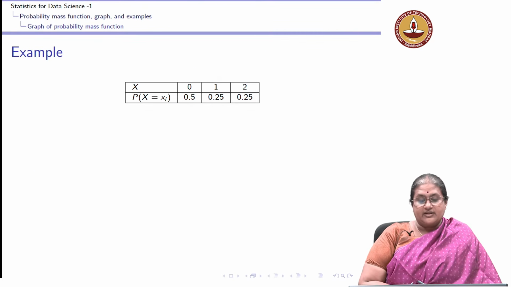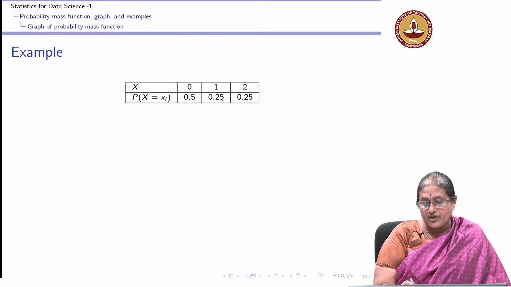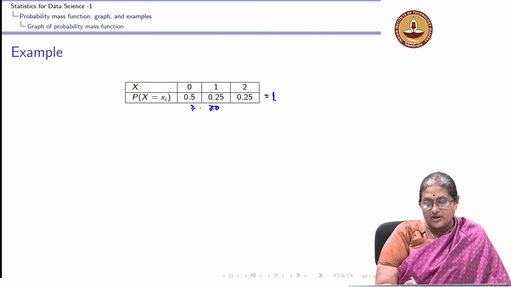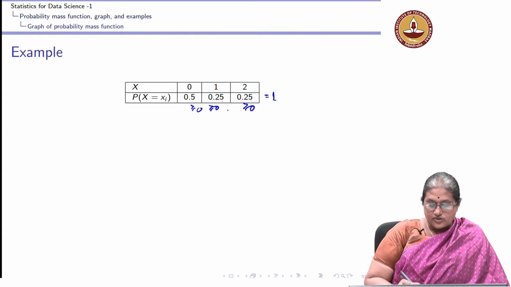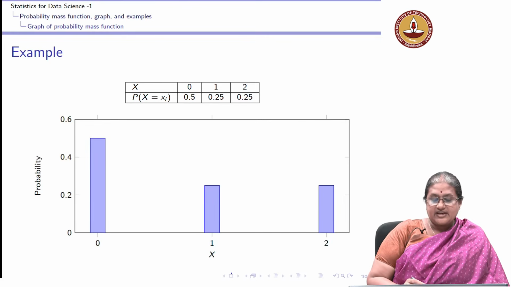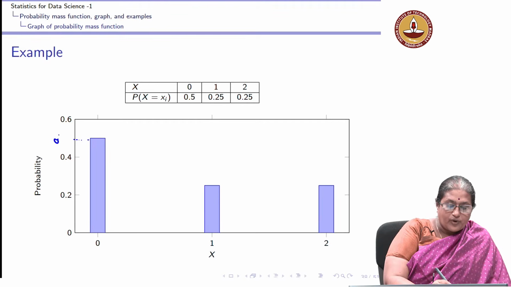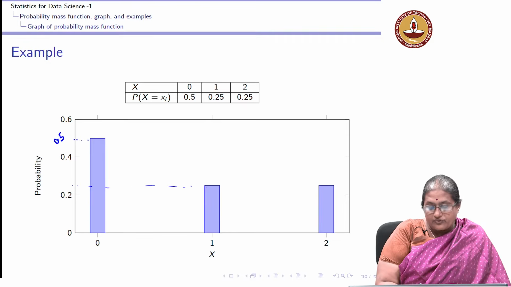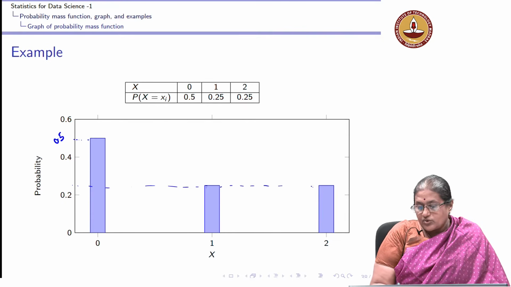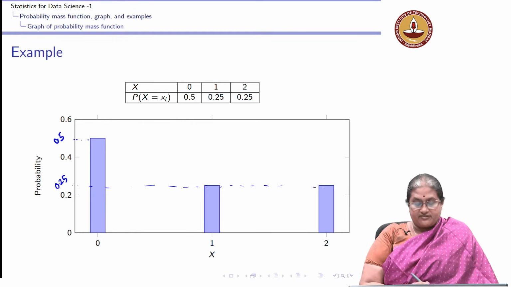Now, let us look at another example. Here again, I verify this is 0.5 plus 0.25 plus 0.25. It adds up to 1. All of them are greater or equal to 0. So, it is a probability mass function. So, in this case, I can see that probability x equal to 0 takes the value 0.5, x equal to 1 takes the value 0.25, so is x equal to 2. So, this is my probability mass function.